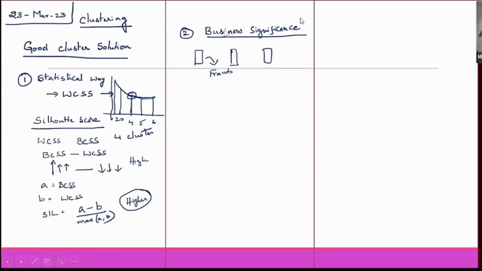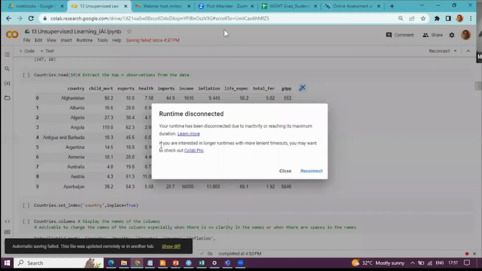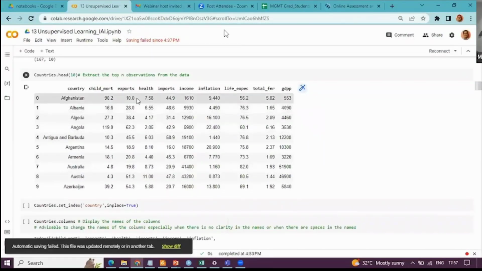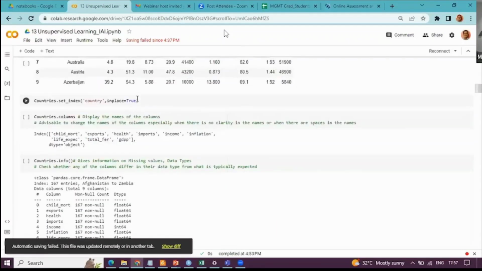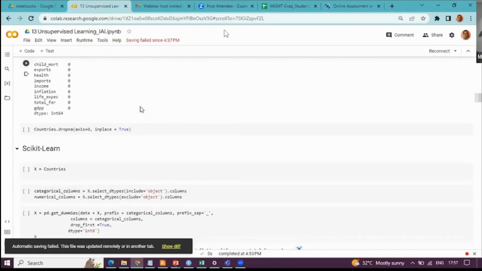So this is the second way. There is some amount of subjectivity there because we are talking about the business significance and how much difference there is between the various clusters with respect to one or more specific variables. So you can go either the business way or the statistical way. You could see some of the basic operations that we have performed. I don't think anyone has any issues on that.